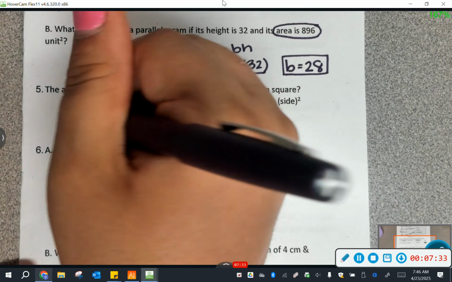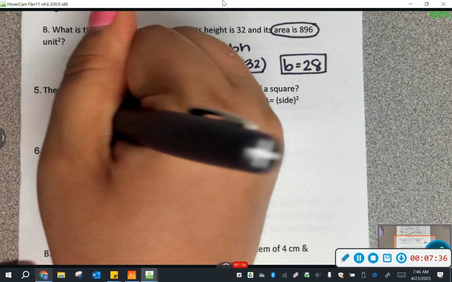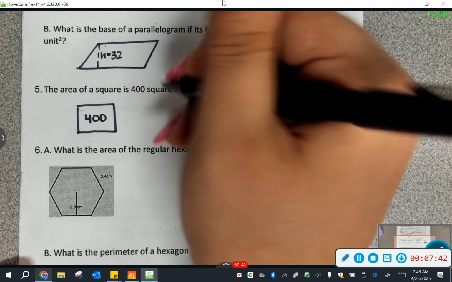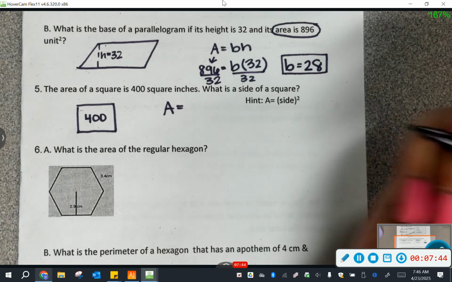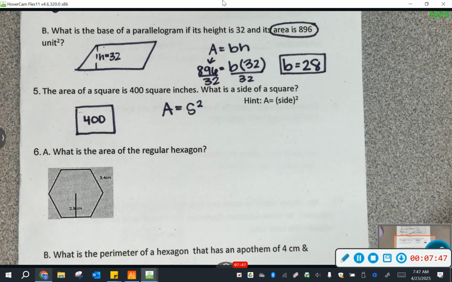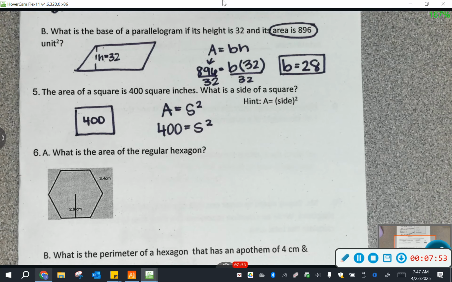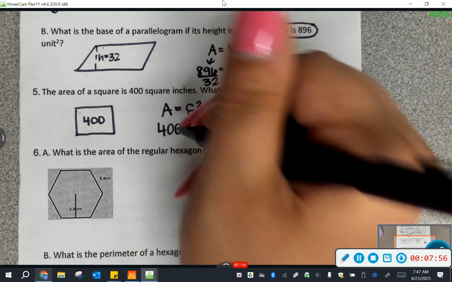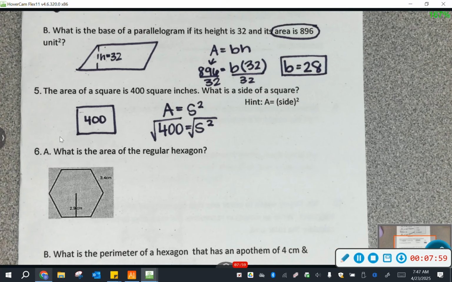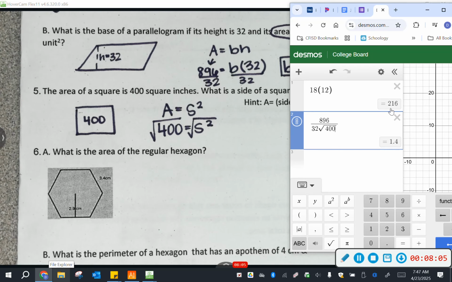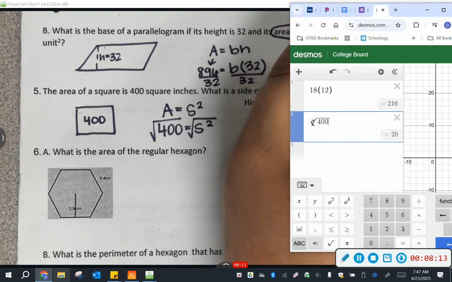The area of a square is 400 square inches. What is one side of the square? Well, I know we usually do base times height, but remember it's also s squared. So if my area is 400 is s squared, how do I get s by itself? Square root. What is the square root of 400? The square root of 400 is 20. So one side is 20.